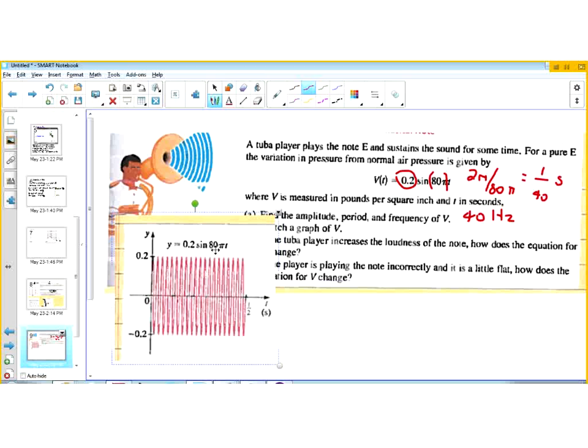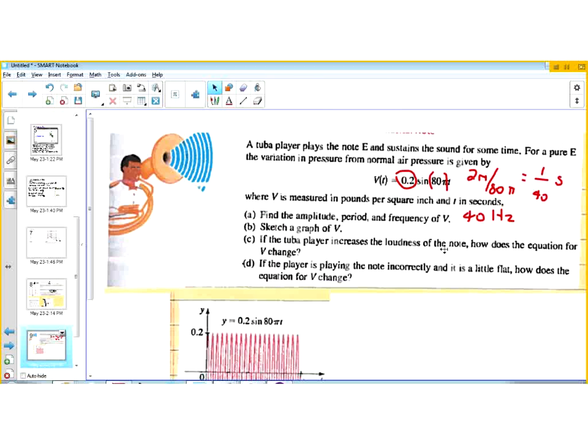And then the next question is, all right, so let me move this out of the way so you can see it. If the player increases the loudness of the note, how does the equation for V change? Well, if the player increases the loudness, then the amplitude increases. So you would have to replace the amplitude by a larger number for loudness. And if the note goes flat, if the player is playing the note incorrectly and is a little flat, how does the equation for V change?